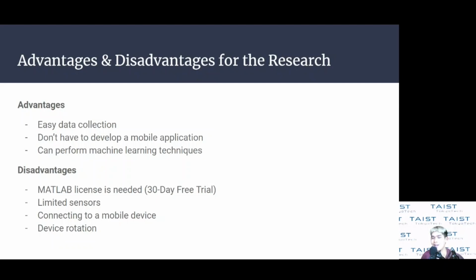And also the last one is device rotation. The MATLAB application can rotate. So if you rotate the phone, the MATLAB will rotate also. So you might have to check if your phone is enabled for rotation or not. So you have to disable the rotation first if you want to test, because it can calibrate a new XYZ axis every time the device rotates.